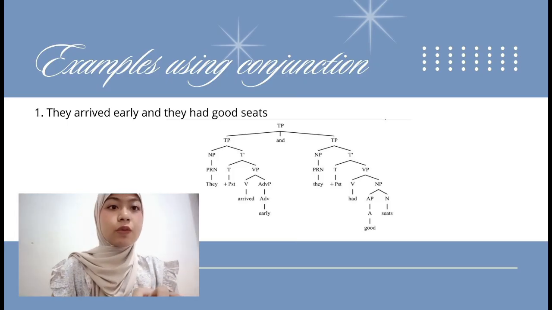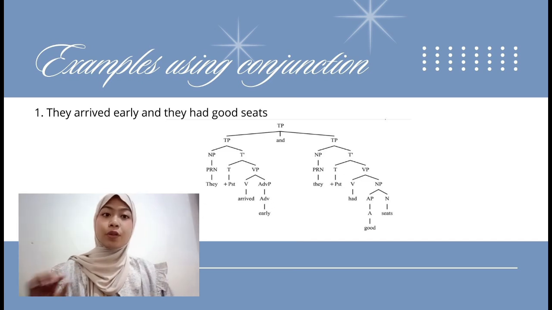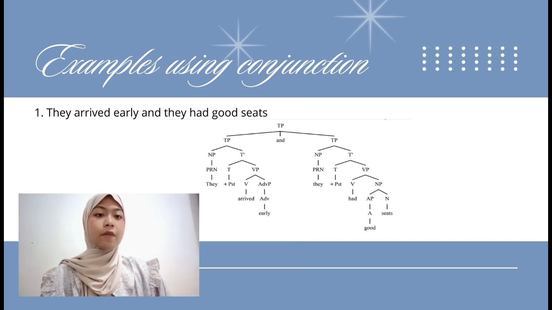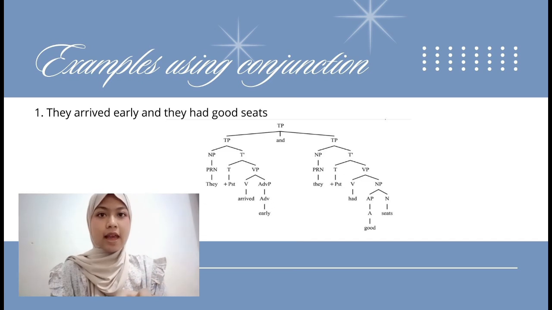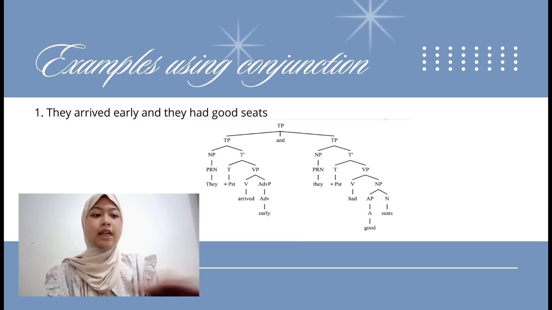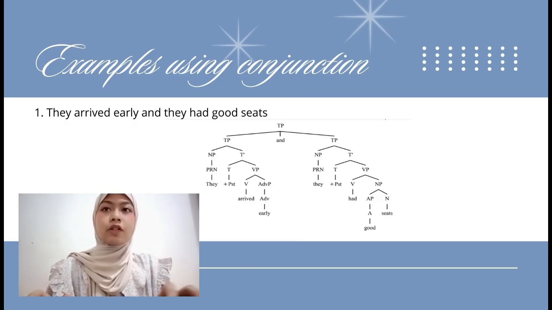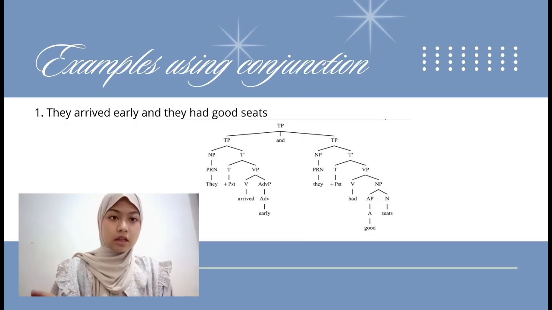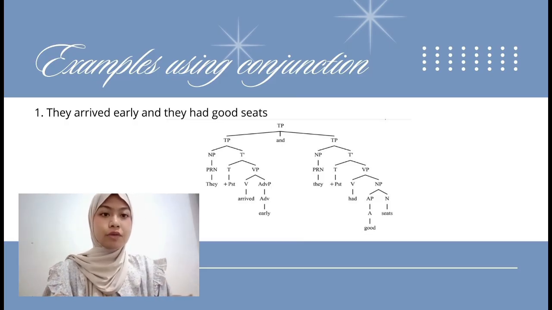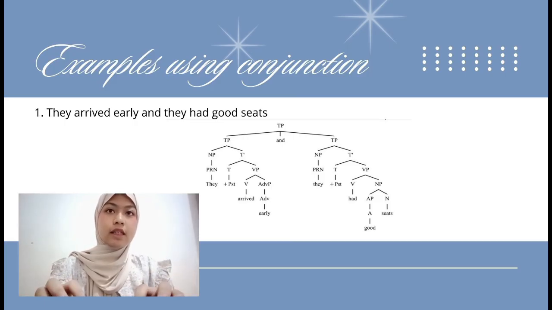From this, we can start from the first words or from the last words. But today I want to explain from the very last word, which is "seats." So we can start from the seats. So "seats" is a noun. So we can pull it up as the NP.